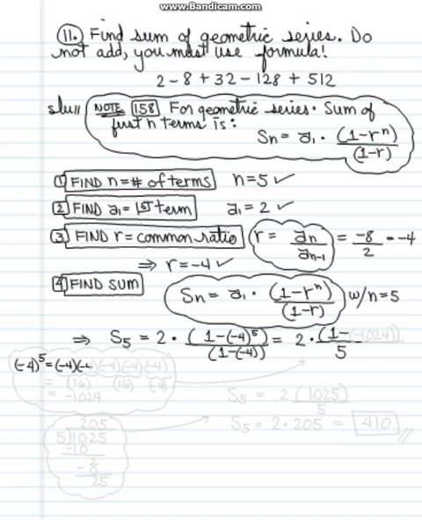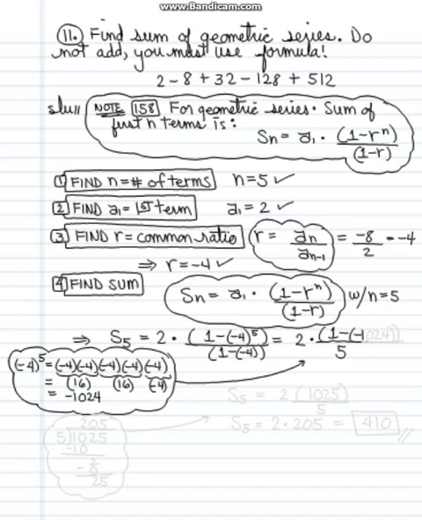It's negative 4 times itself, with 5 different factors. Negative 4 times negative 4 is 16, times 16, times negative 4. That's negative 1024. So put that in here, negative 1024. Okay, we have a double negative, so s sub 5 equals 2 times 1025 over 5.